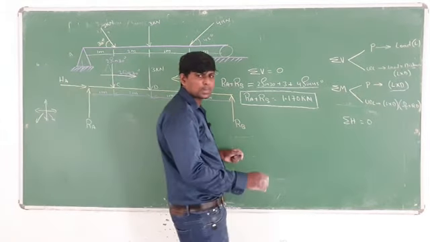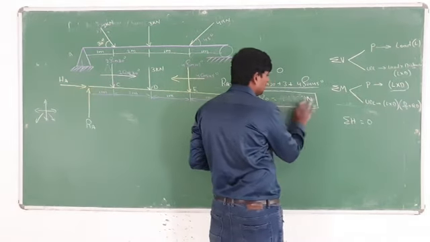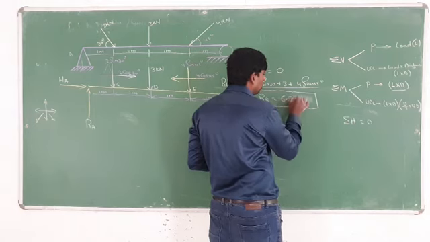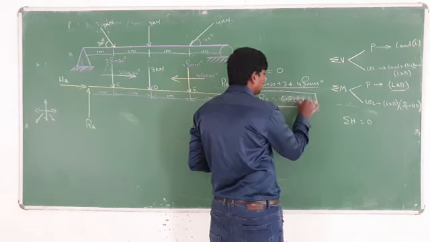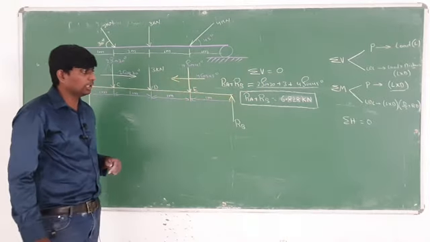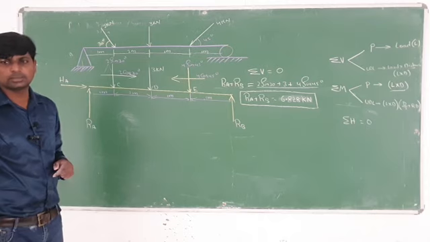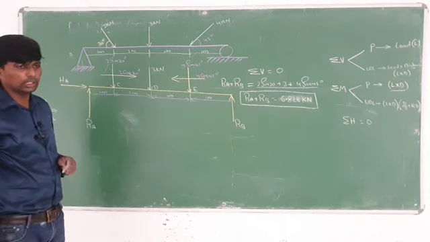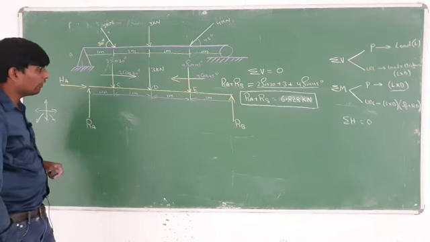6.828 kilonewton. Right? This one is the right value. 6.828 kilonewton. Okay. After that, next step.